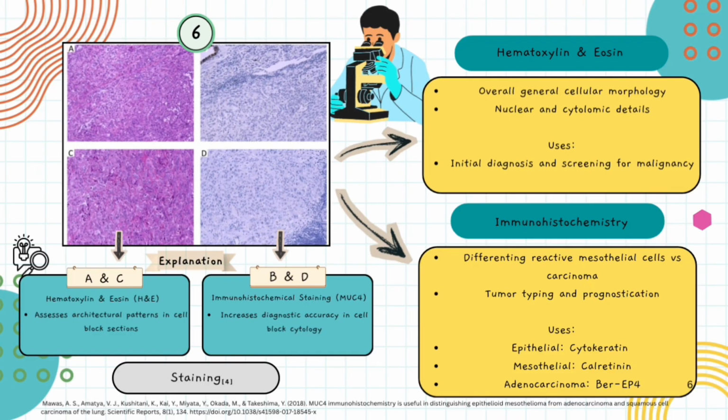Finally, staining is carried out. Hematoxylin and eosin staining is used to assess overall cellular morphology, including nuclear and cytoplasmic details, and serves as an initial step for diagnosis and malignancy screening. Immunohistochemistry (IHC) is then performed to differentiate reactive mesothelial cells from carcinoma and to assist in tumor typing, thereby increasing diagnostic accuracy. Examples of IHC markers used include cytokeratin, calretinin, and BER-EP4.